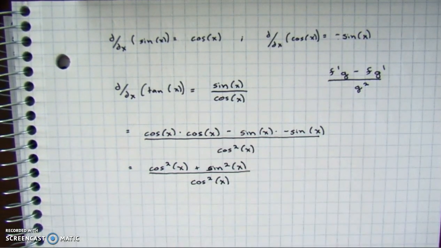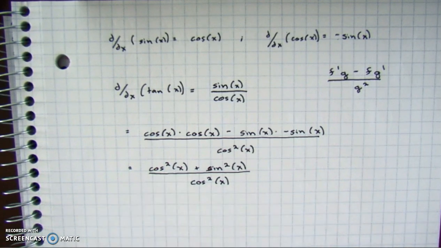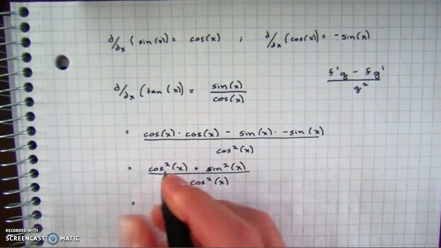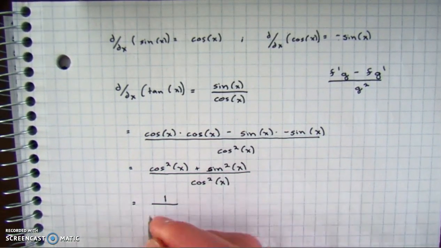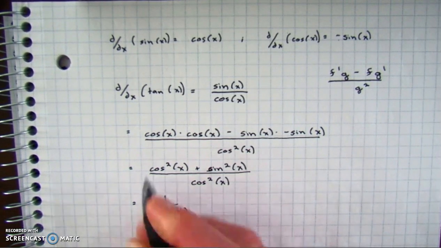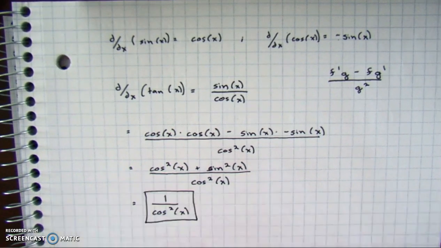All right. Well, if you remember from your identities from one of your trig classes, or I believe it goes over in the book also, cosine squared of x plus sine squared of x, well, that just equals 1. So we've got 1 over cosine squared of x. And there we have it.